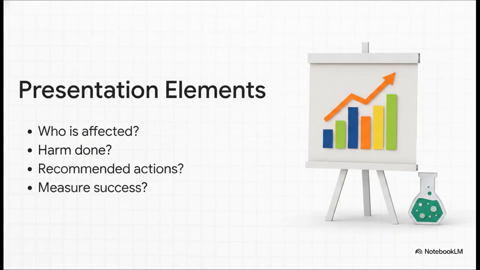Now, when it's time for Step 4, presenting to the class, you absolutely need to hit 4 essential marks. Who exactly is affected by this issue? How specifically is the biodiversity being harmed? What science-based actions are you recommending to fix it? And crucially, how will you actually measure your success? Because the best plans out there aren't just good ideas on paper. They are measurable and fully grounded in reality.